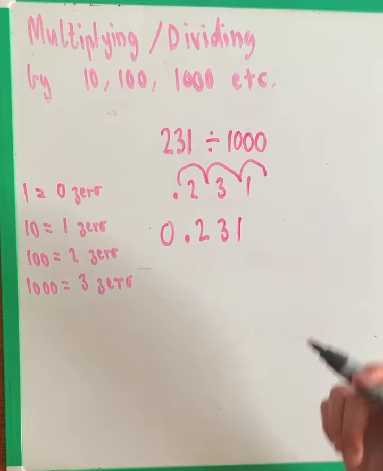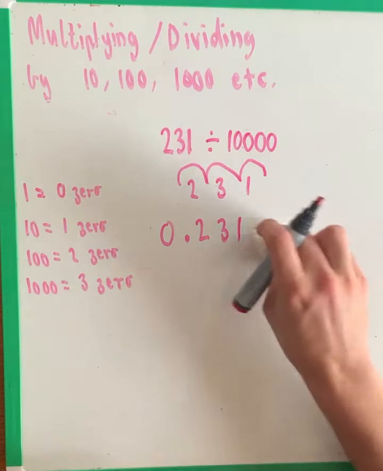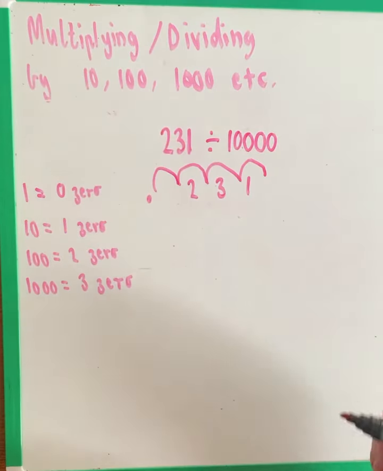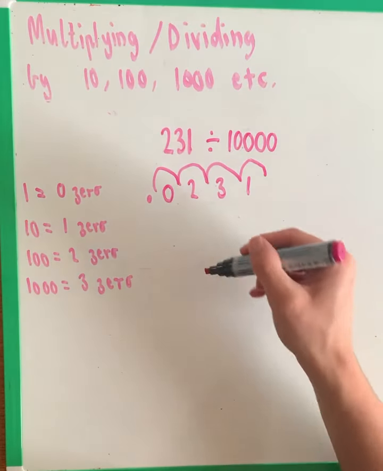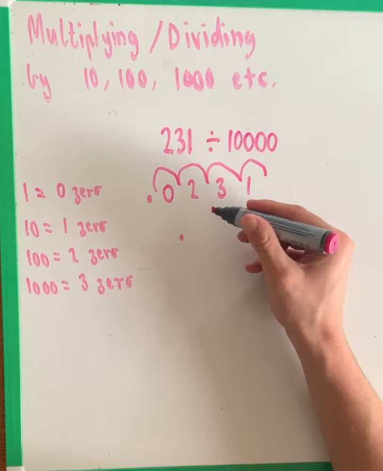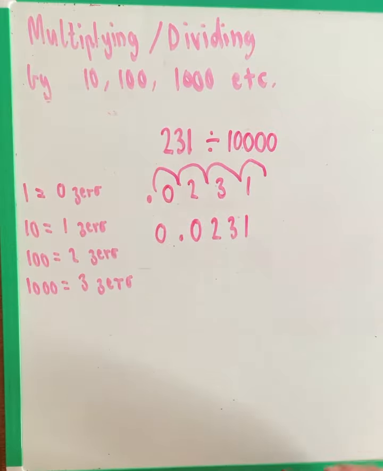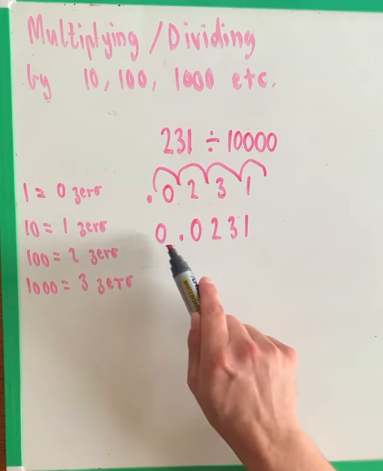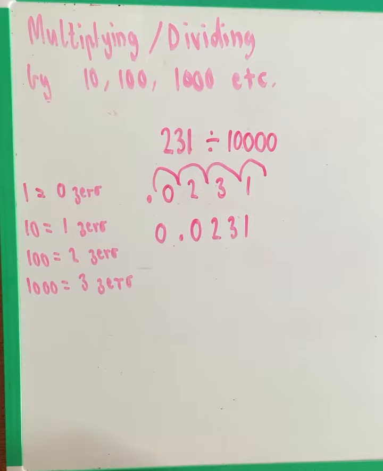Now, if I was to go to 10,000, this is where things are a little bit different. This time, I'm making an extra jump, and because I've made an extra jump, I actually put a 0 in. So that would make it 0.0231. I put the 0 there so I can remember. So 231 divided by 10,000 is 0.0231. And that's the rule.